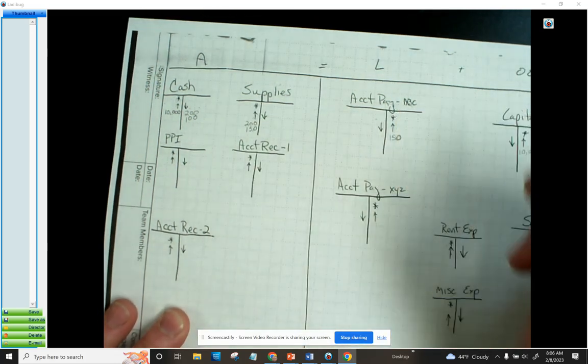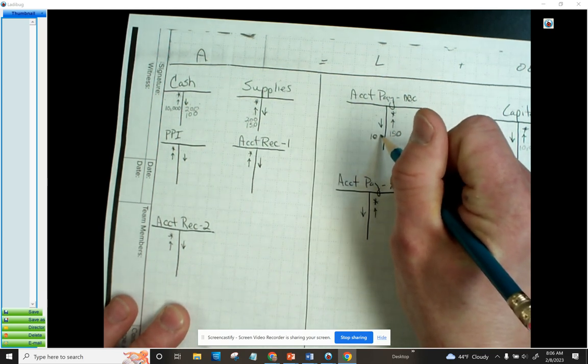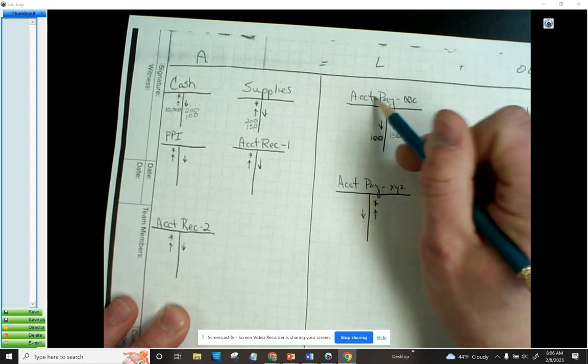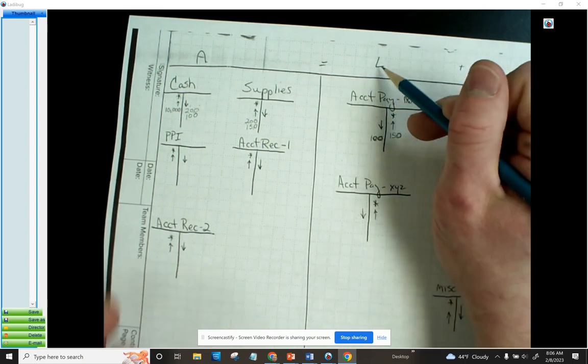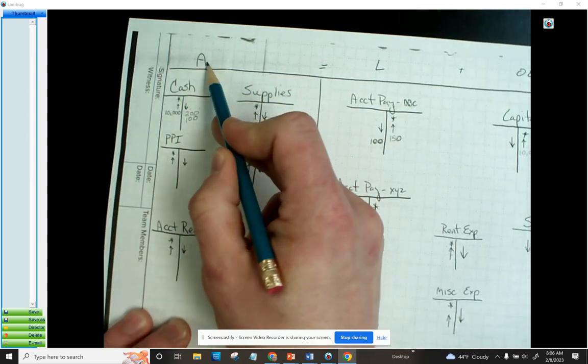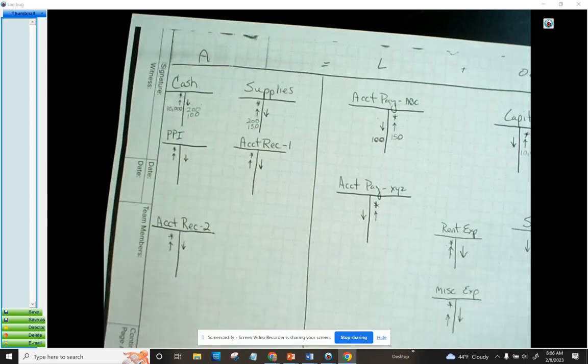We want to record that we do not owe that money anymore. So we want to make the account go down $100. So we're going to debit it to make it go down. Accounts payable goes down with a debit, making liabilities go down. Cash goes down with a credit, making assets go down. Opposite sides of the equal sign, classifications move together.